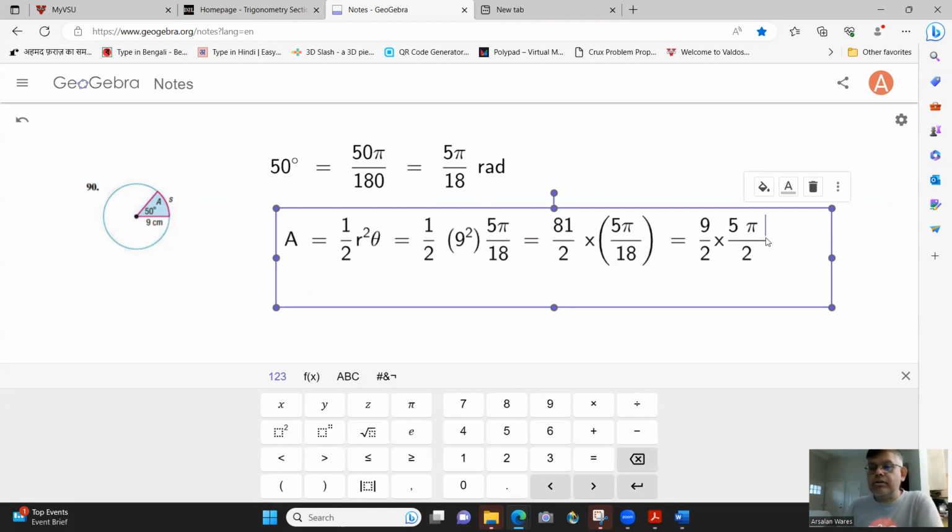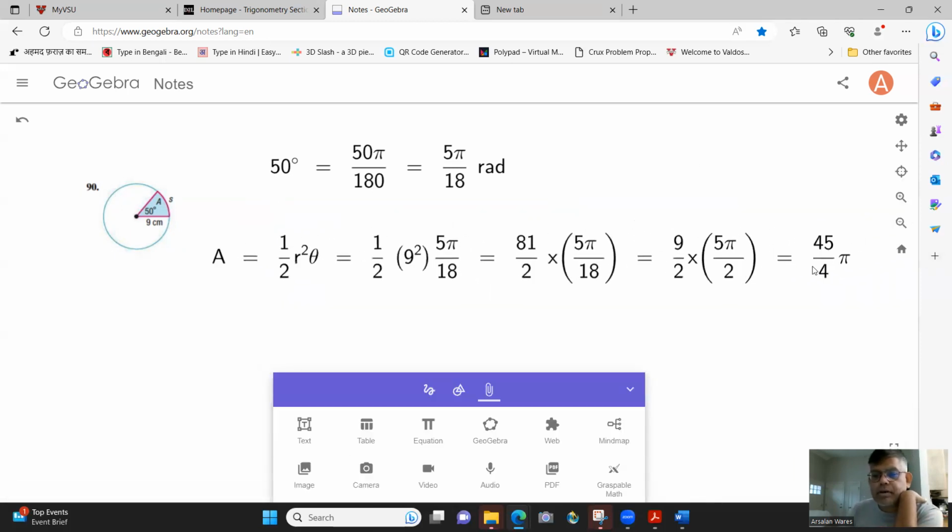All right, things are already looking much better. Now, on the right-hand side, I'm almost done. I multiplied the top numbers: 9 times 5 is 45, divided by 2 times 2 is 4, and pi. Done. You can write 45 pi, or you can write pi next to 45. Either way, that's your answer.